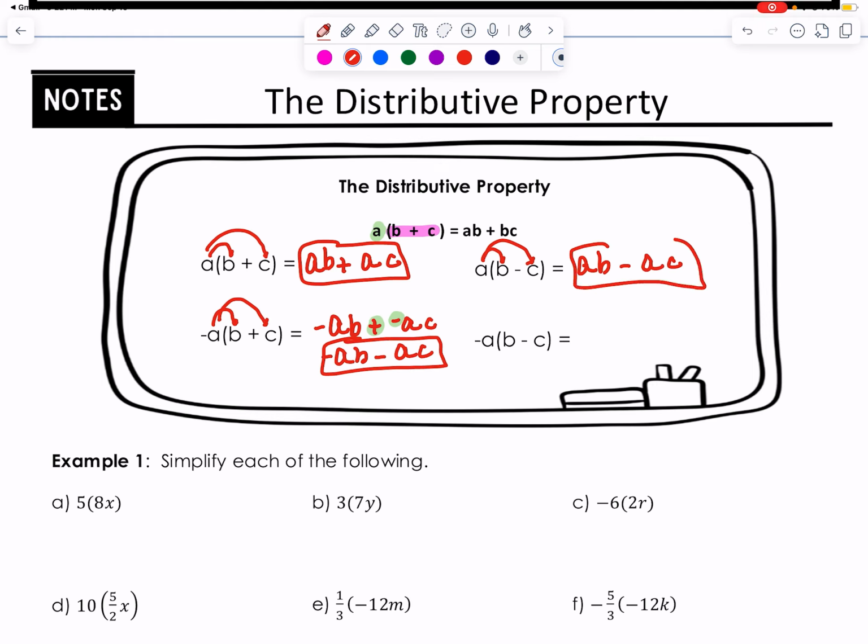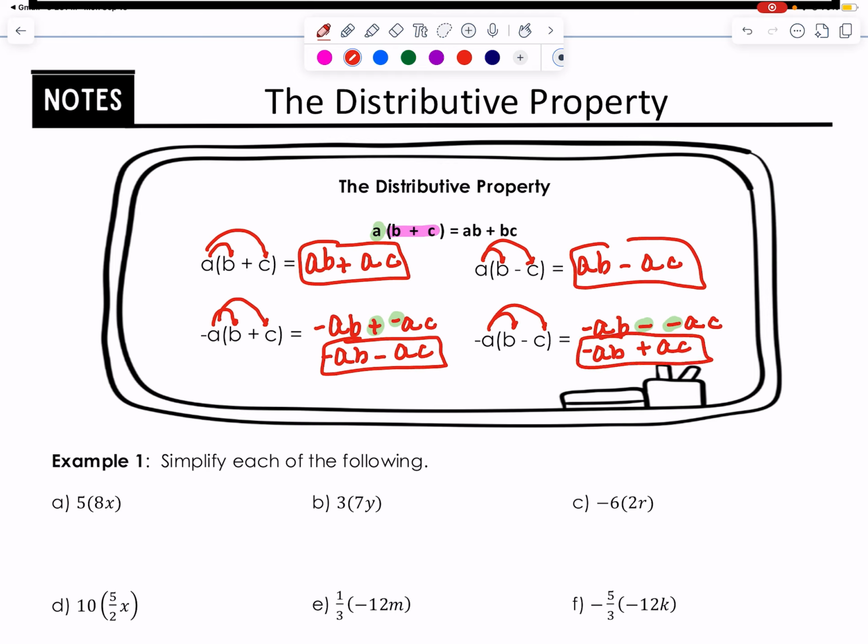And then our last example, we have negative A times the quantity B minus C. So negative A times B is negative AB, minus the quantity negative A times C, which would be negative AC. Now again, we never want to leave double signs. So don't do anything to the first term, but minus minus is the same thing as plus AC.